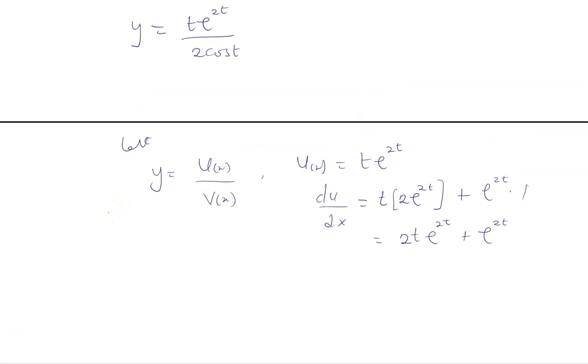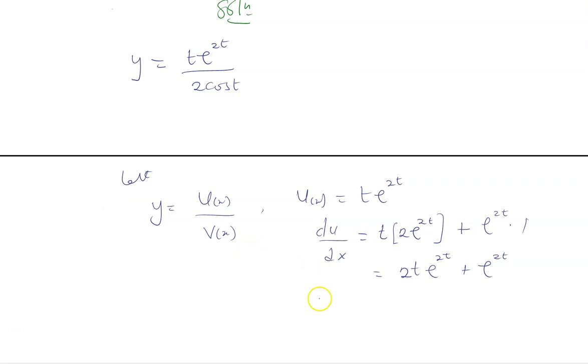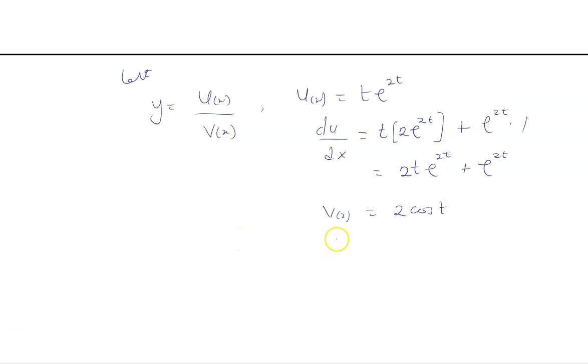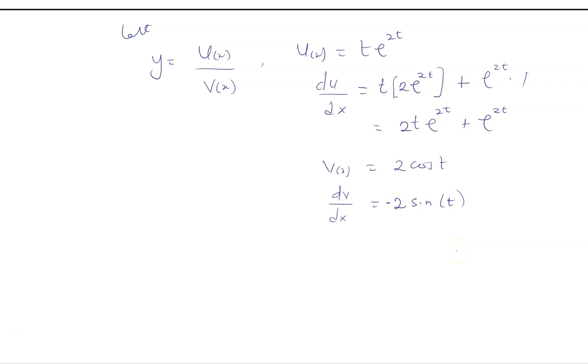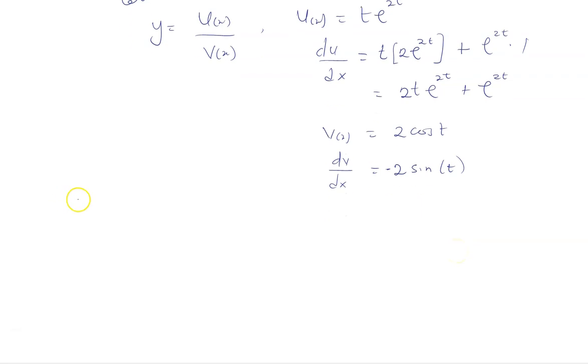Then what will be v? v of x will be giving us 2 cos t. What is the derivative of v with respect to x? It is giving us negative 2 sine t. Right? Yes. So again, if you are struggling, just watch my previous videos and you'll be fine.